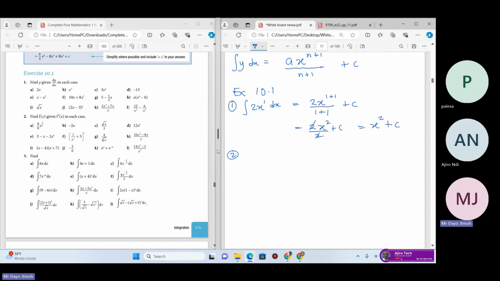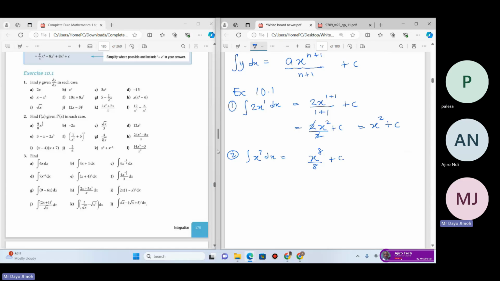Let's do, I want to integrate x raised to the power 7 dx. What will it be? It will be x to the power 8 over 8. Yeah. Plus what? Plus c. Plus the arbitrary constant, plus c.